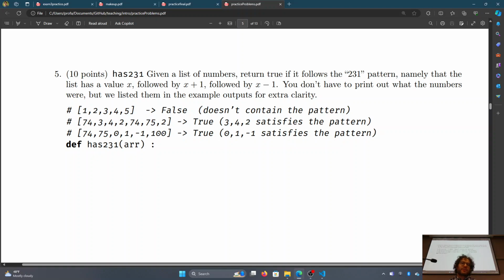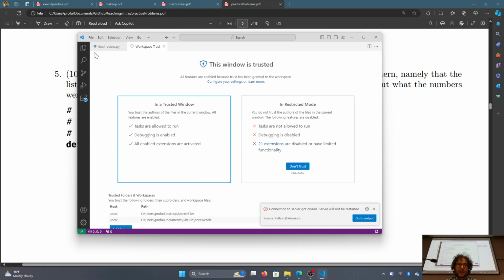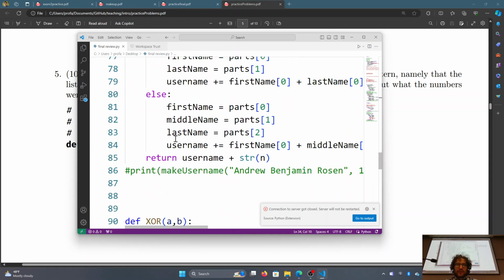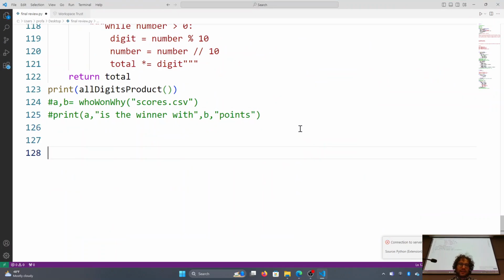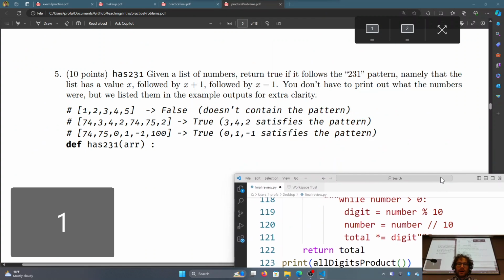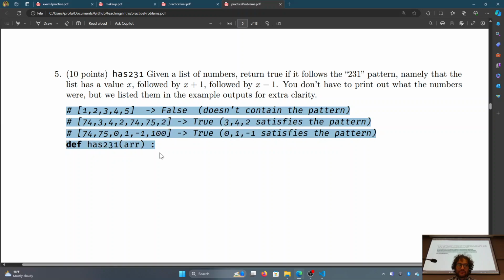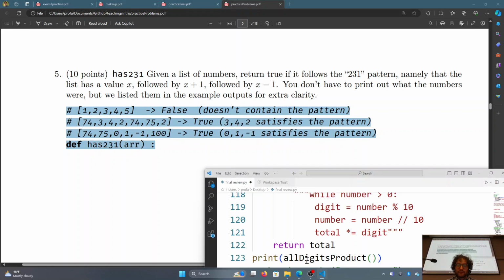Now remember, the first thing you're going to want to do is let's go ahead and copy this into the editor. I'm going to give you a chance to work on it, but again, the first and obvious step over here is to copy this into the editor.